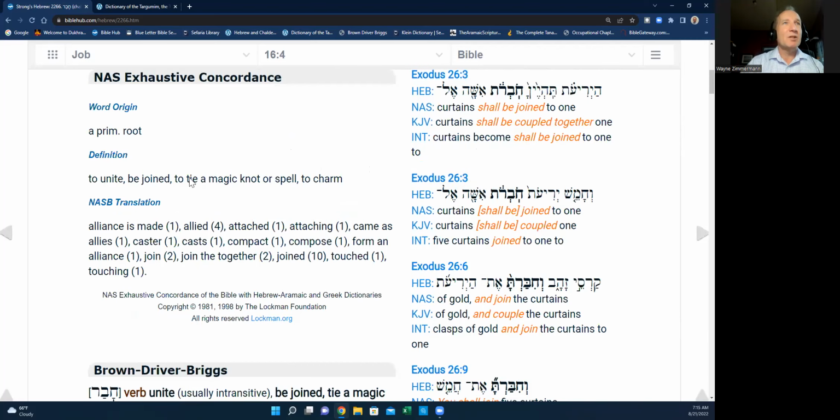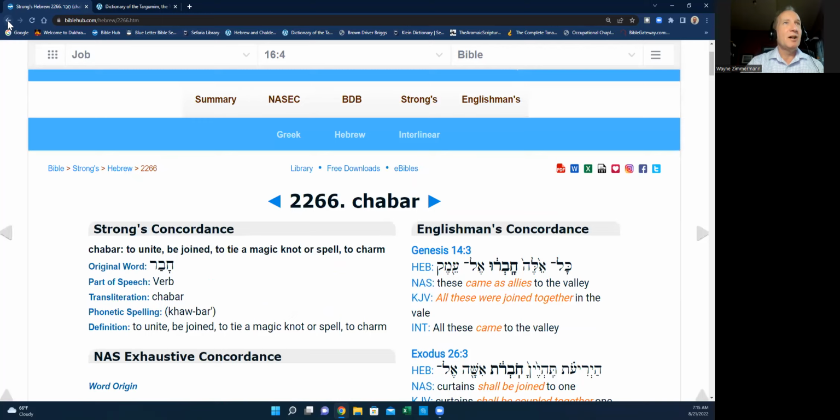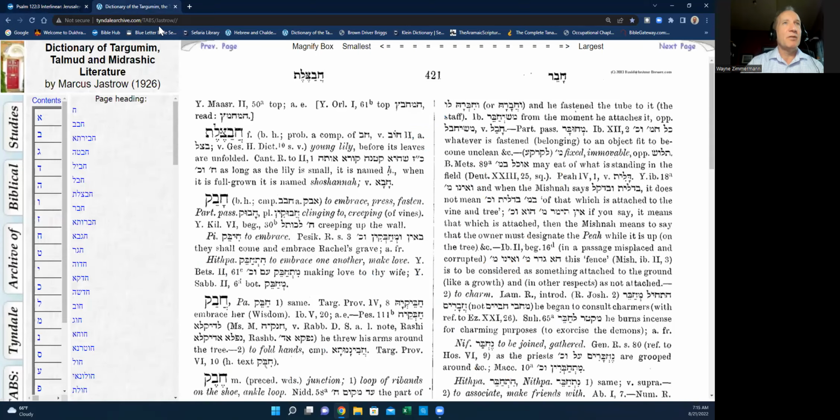So I'm going to take a look at the Dictionary of the Targumim by Marcus Jastrow. He was a Hebrew scholar that took the Aramaic Targums, which was the basic language of the people in the time of Jesus. It was just a basic language, a sister language to Hebrew. And so from it, we get a lot of association and learning.